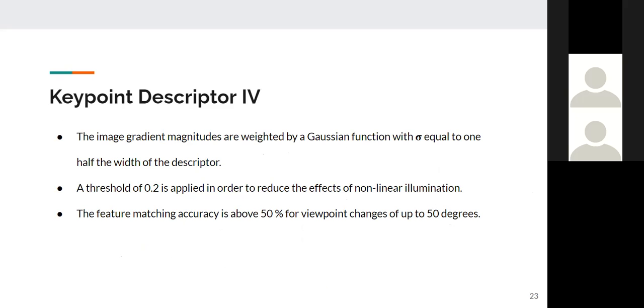The weight of each pixel is provided by the magnitude of the gradient, as well as a Gaussian centered on the feature point, where the delta value equals 1/2 the width of the descriptor window.